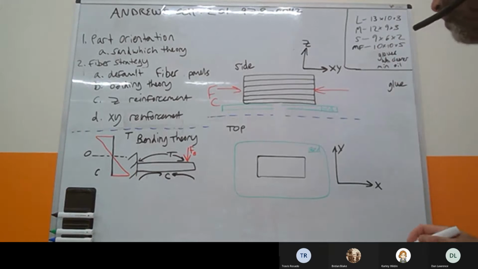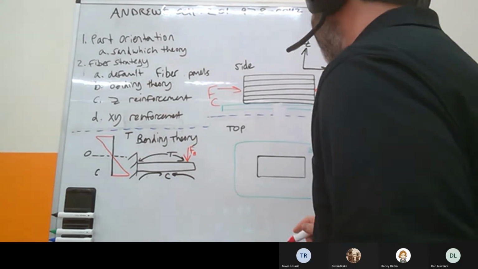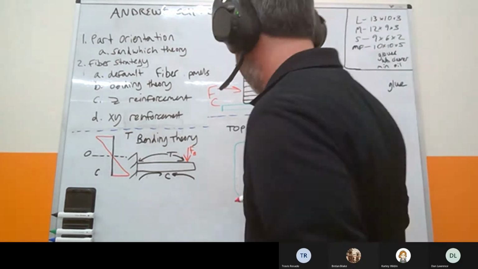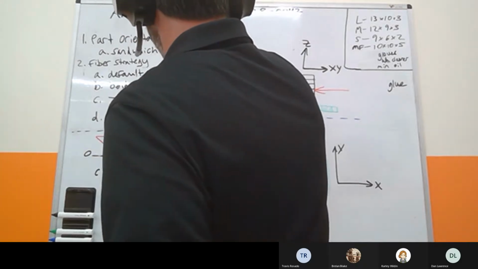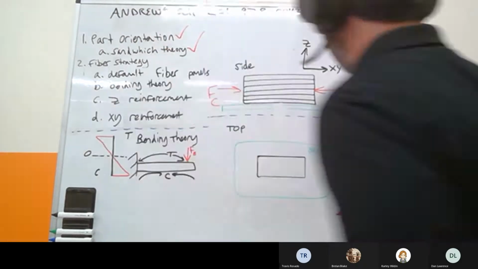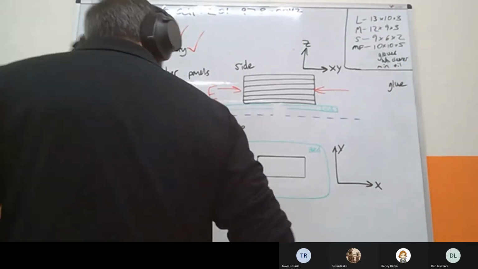All right, now let's look at the same thing from the top view, right? Or I guess that's actually going to be the same thing. Okay. So let's move on from there. So we did part orientation. We talked about sandwich theory. Oh, we didn't do tension, right? I'm sorry. So let's look at the opposite of that. I knew I was forgetting something.